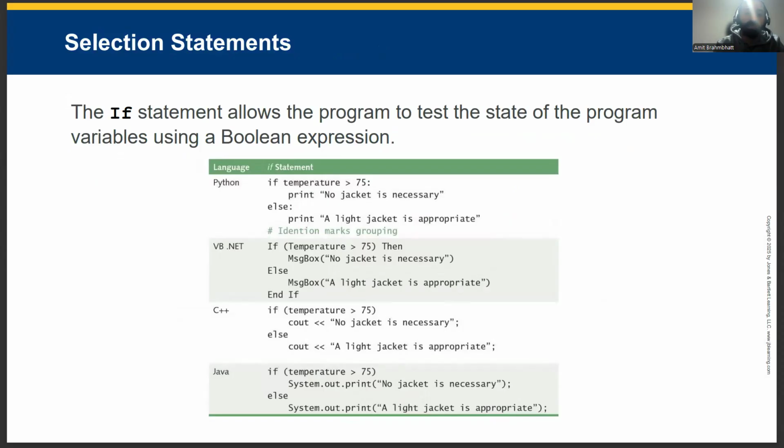Selection statements. Again, we see a table that has a language and if statements. An if statement allows a program to test the state of the program variables using a Boolean expression. An if statement tests Boolean expressions to choose actions. Here we see an illustration of the core structure of conditional branching, a fundamental building block in programming.